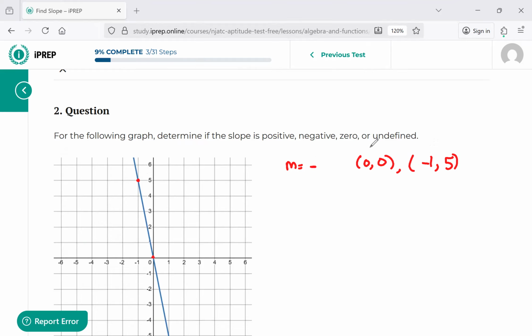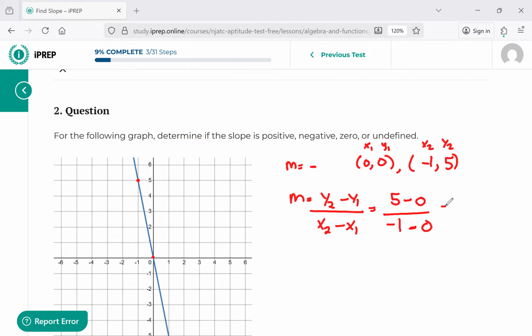Okay, so I'm going to label this X1, Y1, X2, Y2. The slope formula, when you're given two coordinates, is y2 minus y1 over x2 minus x1. This is why I labeled this, so I don't get confused. My y2 is 5 minus my y1, which is 0. My x2 is negative 1 minus my x1, which is 0.